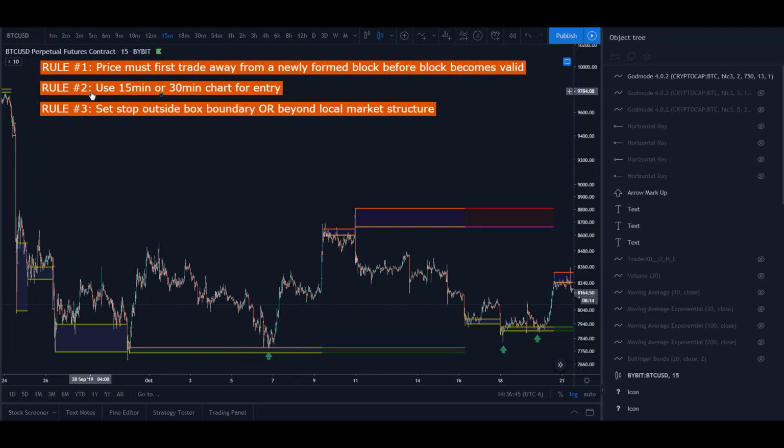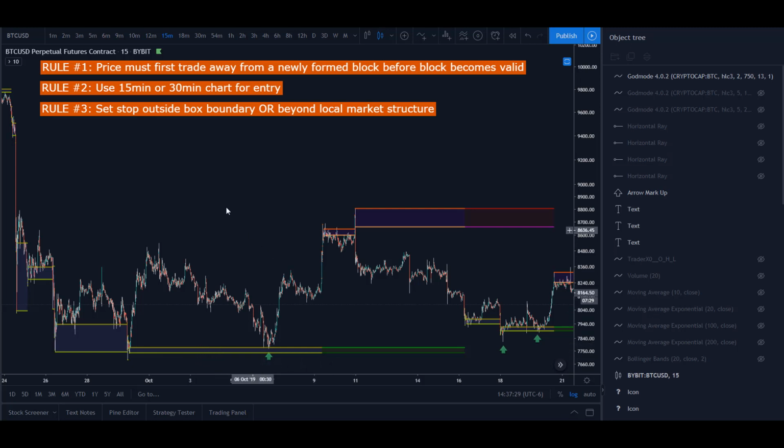I'll explain a little bit about that in a bit here, but just to cover the rest of the rules, you want to use the 15 and the 30 for entry. You can use either or, but I would recommend using both, because sometimes your entries will show up different depending on which one. What I'm trying to say is your optimal entry might look different on the 30 than the 15. So as far as stops, set them up outside the box boundary or beyond local market structure. And what I mean by that is, if you'd have taken this entry here, put your stop below the outside of the box or beyond the local market structure.